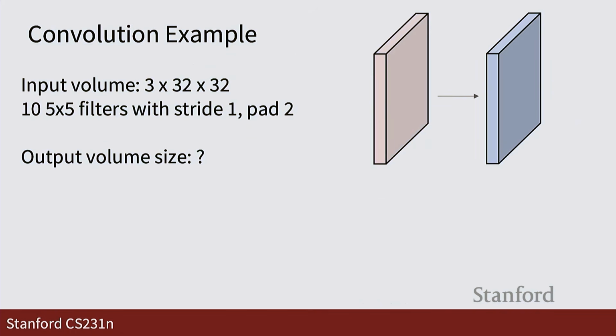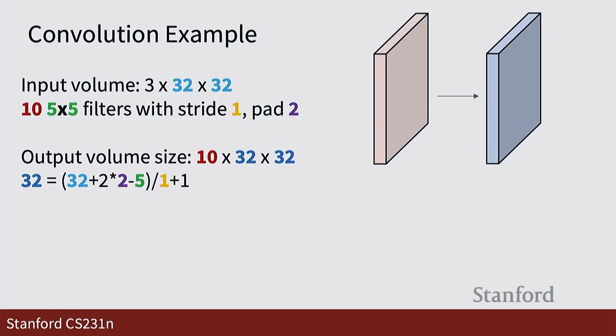Okay, so here let's work through just one example to make sure that we all are on the same page about convolution. So here, let's think about an input volume, 3 by 32 by 32. Let's think about a convolution layer with 10 filters. Each of those filters is 5 by 5, with stride 1, pad 2. What's the size of the output?